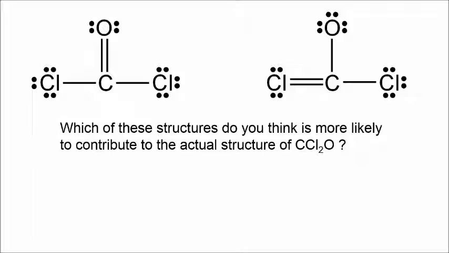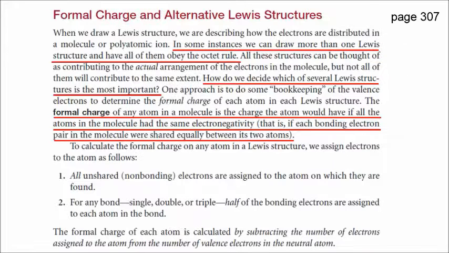So earlier I showed you an example of the molecule on the left where there was a double bond between the carbon and the oxygen. But I could have drawn the double bond between the carbon and one of the chlorine atoms. Which of these structures do you think is more likely to contribute to the actual structure of CCl2O? Well, it turns out that based on something called formal charge, if we can draw more than one Lewis structure which obeys the octet rule, we can use formal charge to decide which structure is the most important.